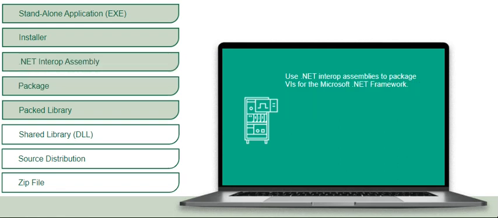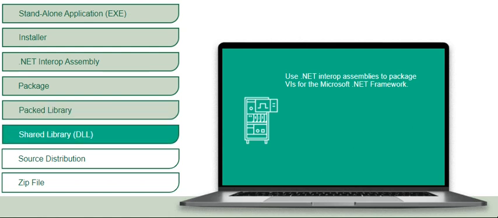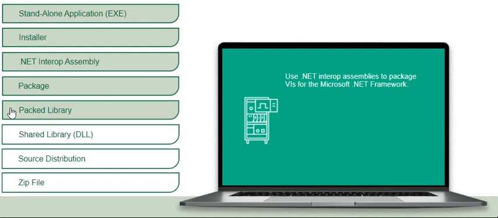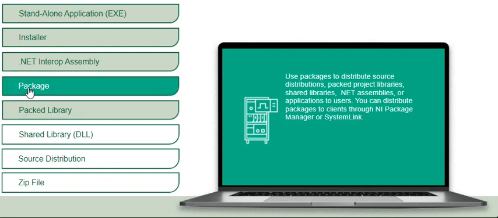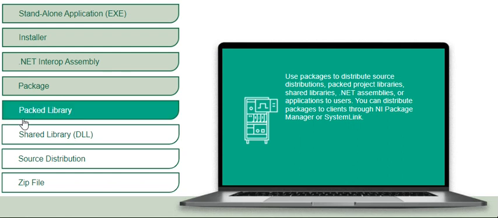.NET Interop Assembly. Use .NET Interop assemblies to package VIs for the Microsoft .NET framework. Package. Use packages to distribute source distributions, packed project libraries, shared libraries, .NET assemblies, or applications to users. You can distribute packages to clients through NI Package Manager or System Link.